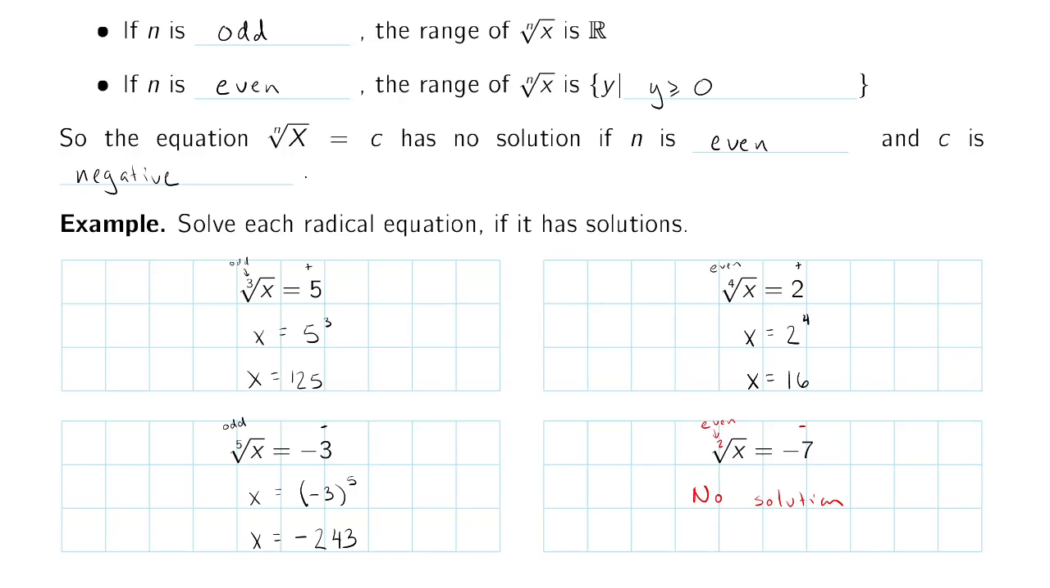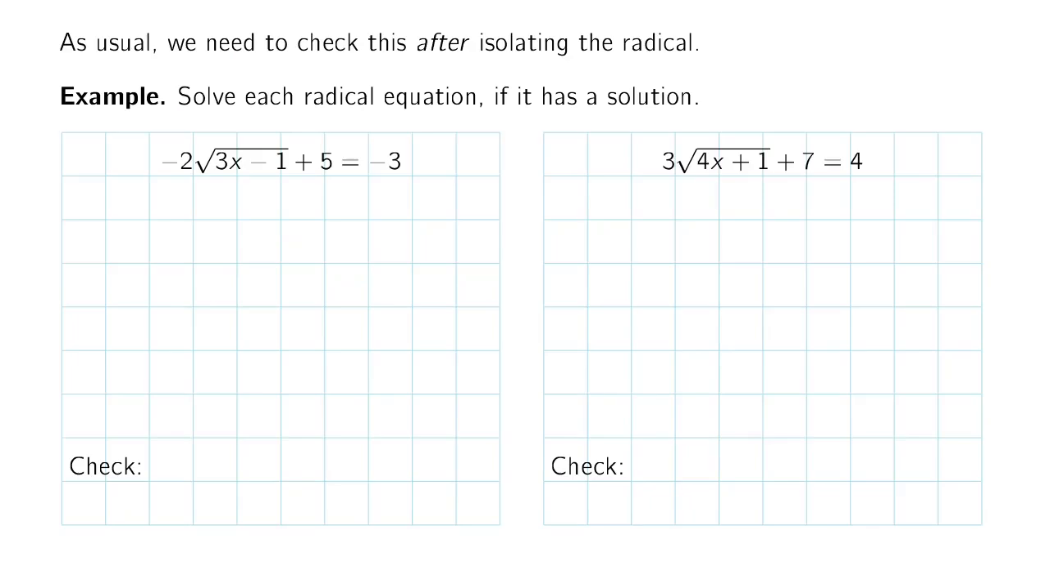So odd roots can be any number. Even roots can never be negative. As usual, the point at which we have to check for this is after we finish isolating the radical. So here we have a couple of radical equations in which our radical is not alone on one side of the equation. The point at which we would have to stop and say, okay, this has no solution because it says an even root is a negative number, is once the radical is by itself.